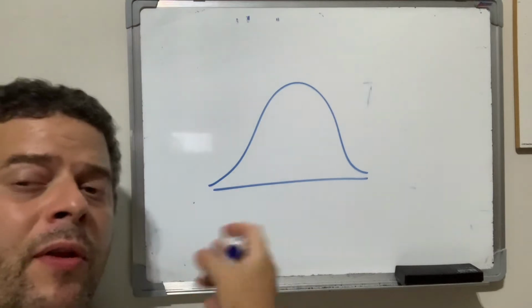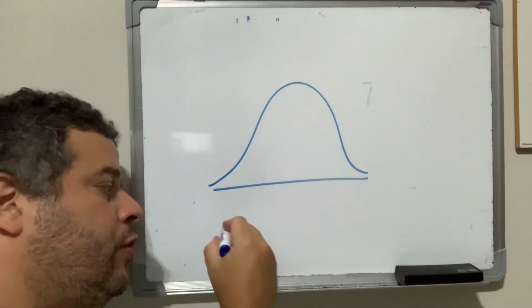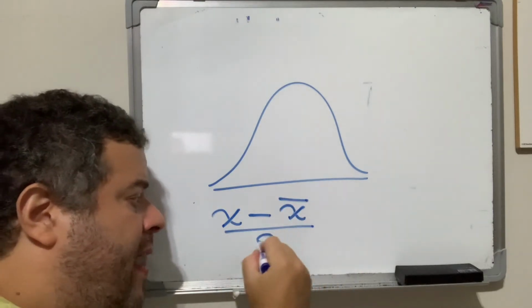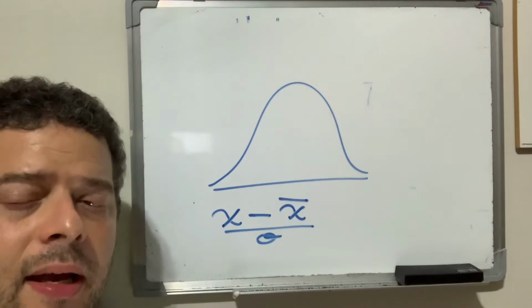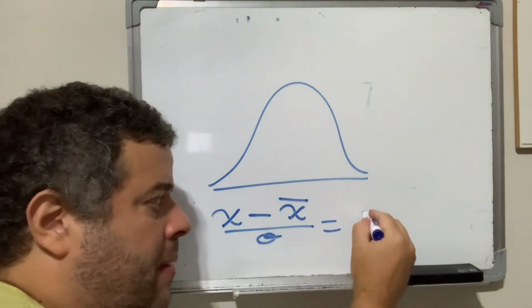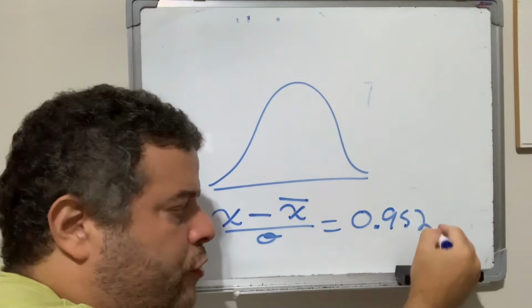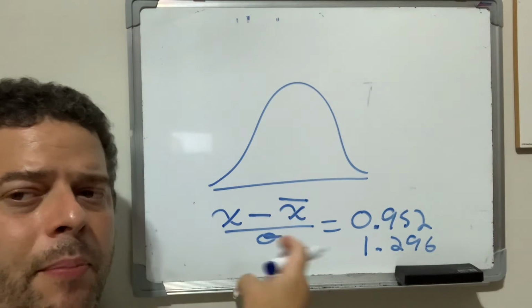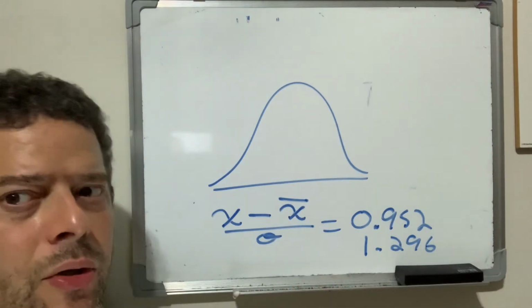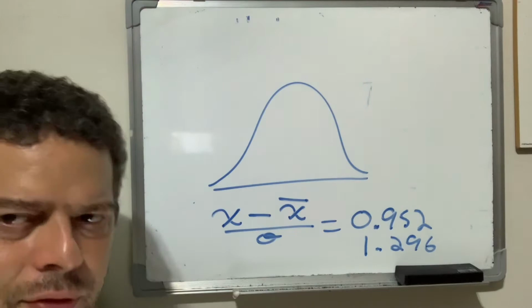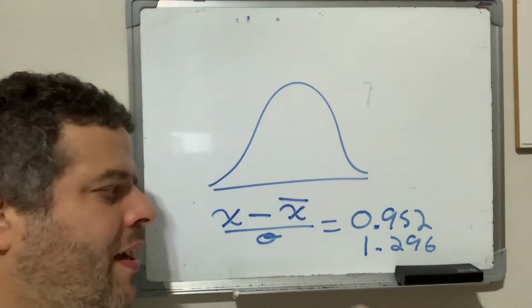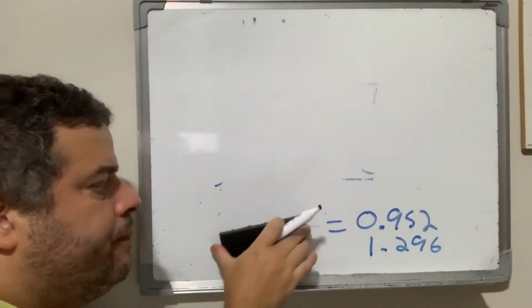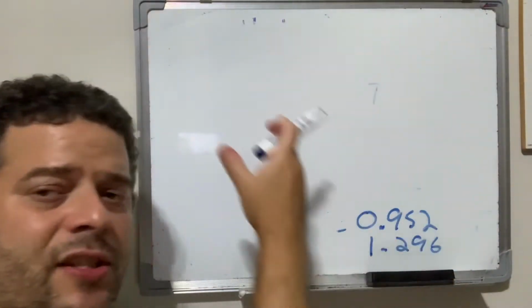Now, in order to find the z-score, remember, we have to use our target value minus the average divided by the standard deviation. Now, that's going to give you a particular value, for example, 0.952 or 1.296. So once you do these operations, you might get values that range usually from +3 to -3, almost all the time. Now, what you do is you go to the z-score table.